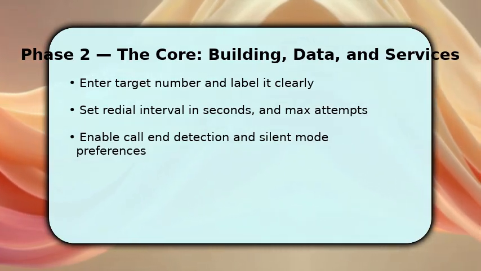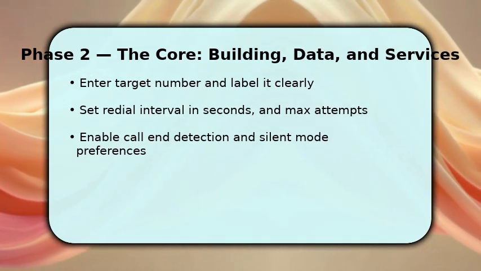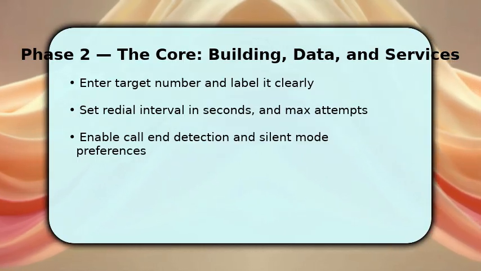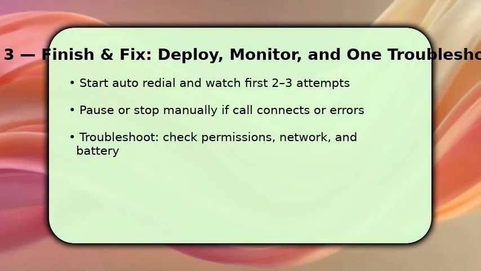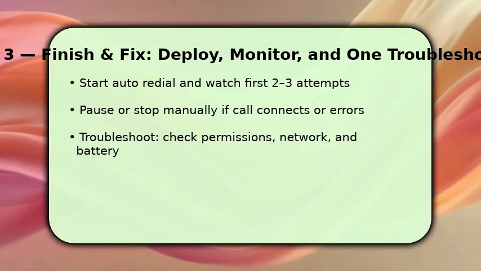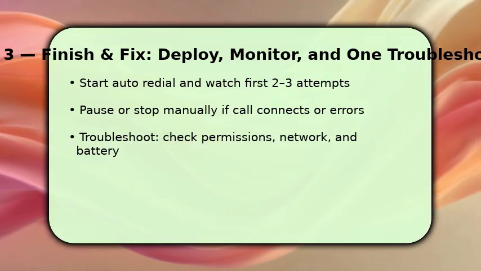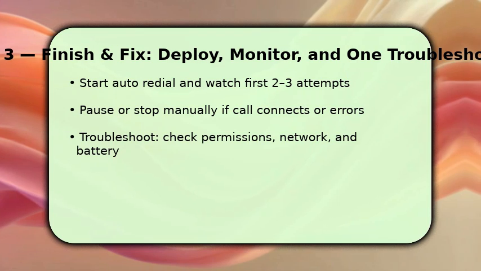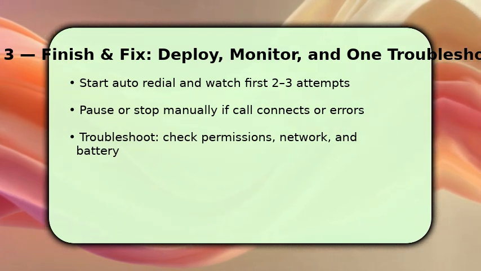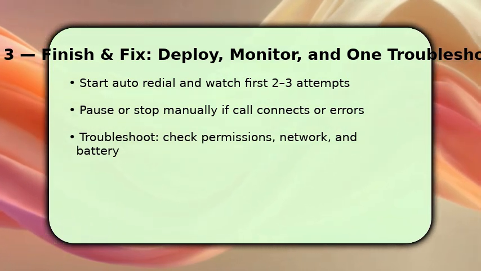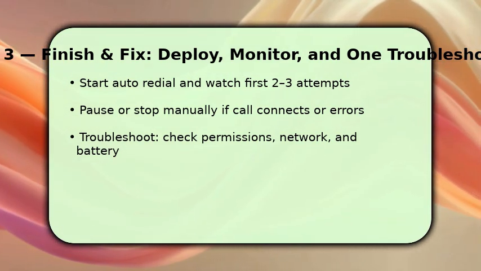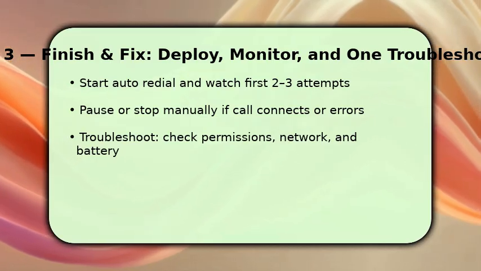Once configured, test with one quick run to confirm behavior before committing to a full sequence. You hit start and observe the first 2 or 3 attempts to ensure the app behaves as configured. If the call connects, pause or stop the redialer immediately to avoid repeated calls. If it fails, note any error messages. Make adjustments to interval or attempt limits and rerun a short test.